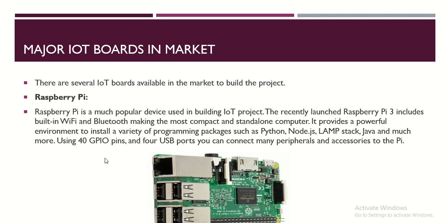So there are some IoT boards which we would highlight over here. The most important thing is Raspberry Pi. It costs around 8,000 to 9,000 in the market, and it is a mini computer itself. It's a very popular device for building IoT projects. It is basically used for educational purposes. The recently launched Raspberry Pi 3 includes built-in Wi-Fi and Bluetooth, making it the most compact and standalone computer.